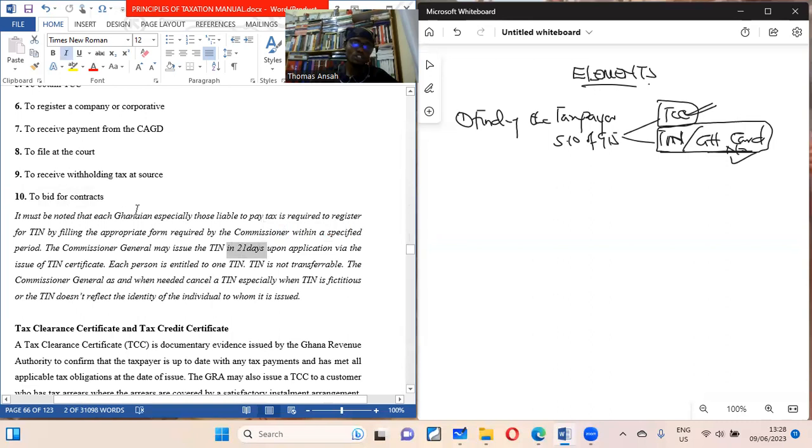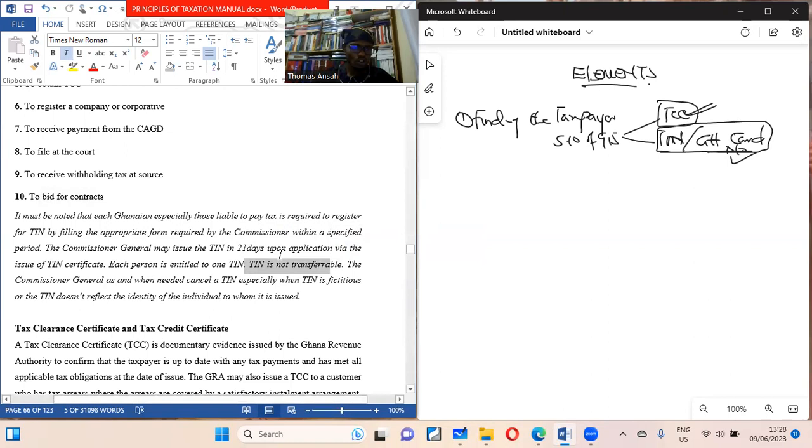I mean, this should not even take much time. But TIN is not transferable. And you cannot have double TIN. Unfortunately, we had a Reverend Minister in Ghana in the name of Reverend Kusi Boateng, who has another name. And he has two TINs under each name. But he's the same person, which is very unfortunate anyway, if that is true.